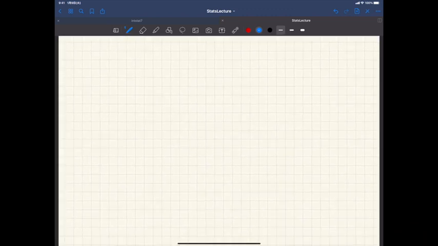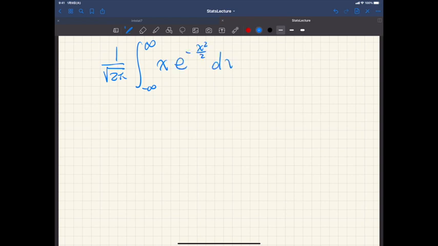Let's consider now expectation value. First, let's try this integral, the standard normal distribution: x times exponential of minus x squared over 2, and that is 0. So that means the expectation value of the standard normal distribution random variable is 0.